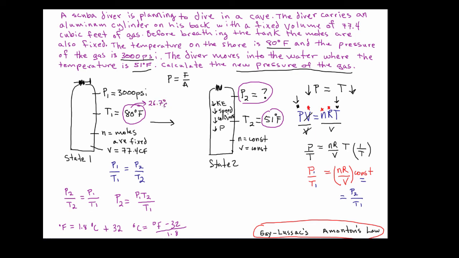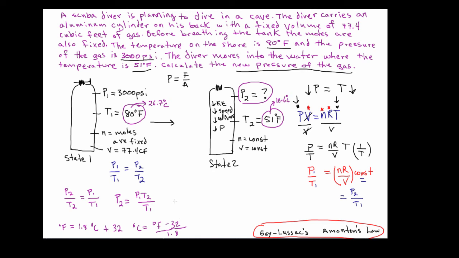Using this formula, we can change the 80 degrees Fahrenheit to 26.7 degrees centigrade. And what I suggest the viewer does is just pause the video and run the calculation yourself. And over here, the 51 degrees Fahrenheit will work out to 10.6 degrees C.